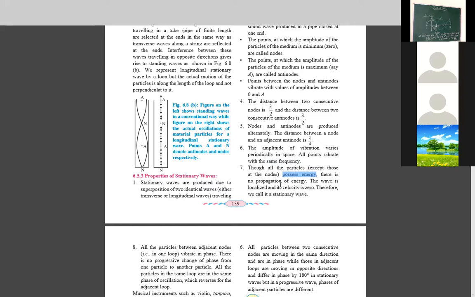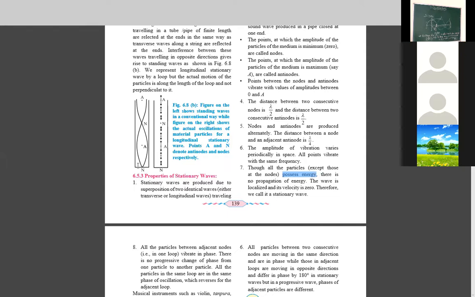We all knew that in a wave, what propagates is energy. But when you are talking about a stationary wave, there is no propagation of energy. That means the energy transfer in a stationary wave is 0. Also the wave will have no velocity. That means the velocity is 0. Therefore, we call it a stationary wave. Is it clear? Clear, sir. Yes, sir. Okay, let's see the next point.